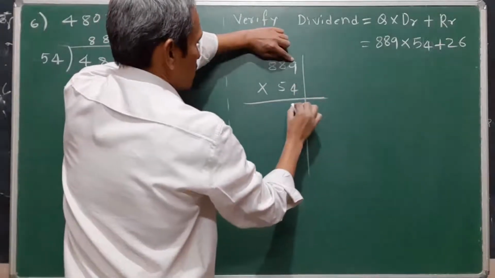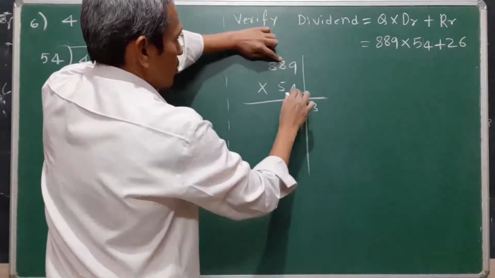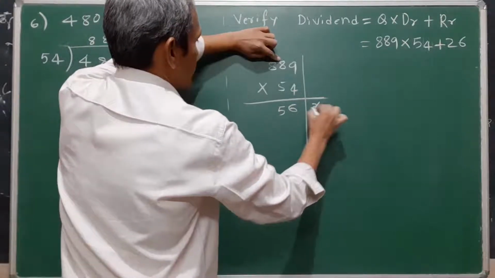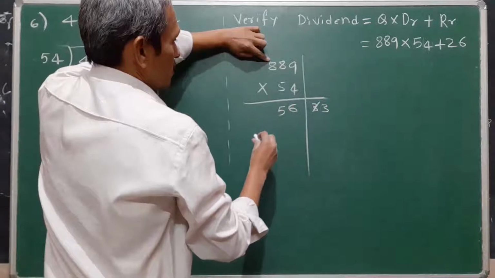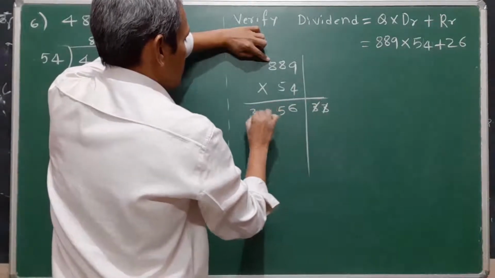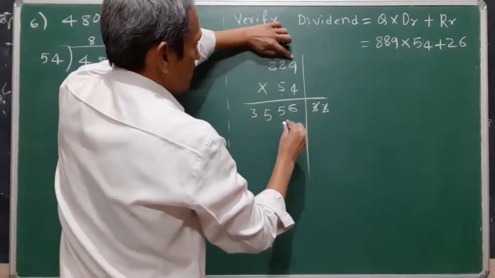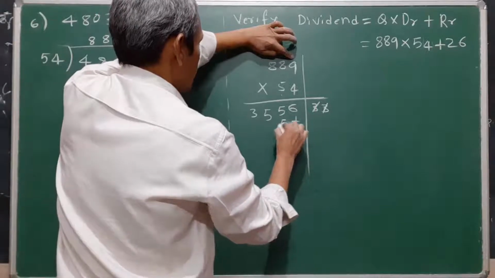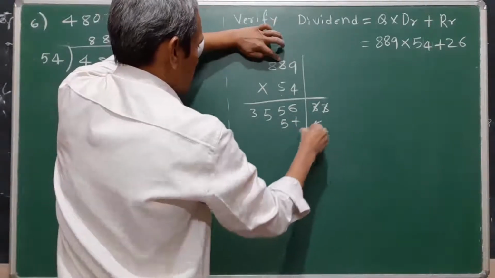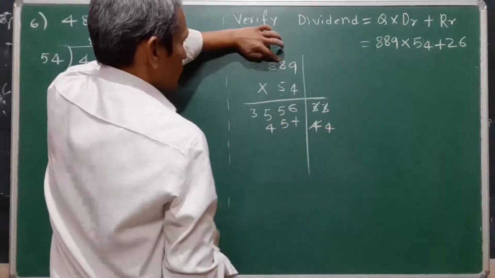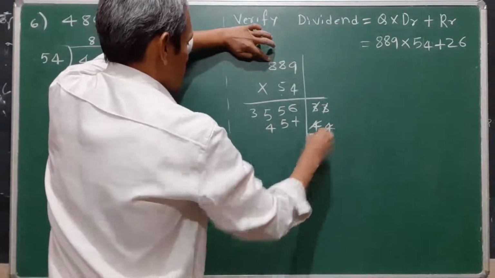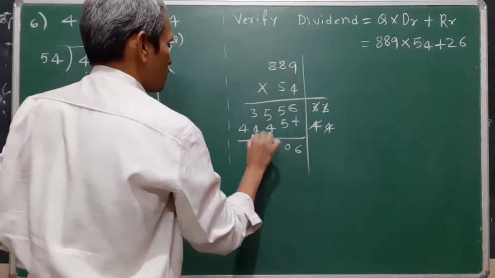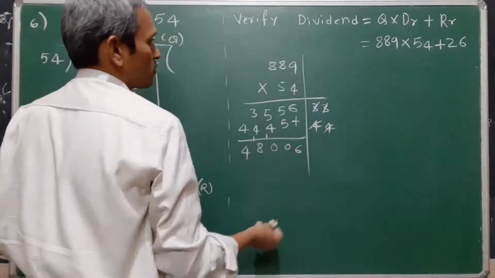Let us see what results we will get. 4 9s are 36. 6 here, 3 carry. 4 8s are 32 plus 3 is 35. 3 carry. 4 8s are 32 plus 3, 35. Now we will multiply by 5. 5 9s are 45. 4 carry. 5 8s are 40 plus 4, 44. 4 carry. 5 8s are 40 plus 4, 44. 6, 10, 10, 8, 4.